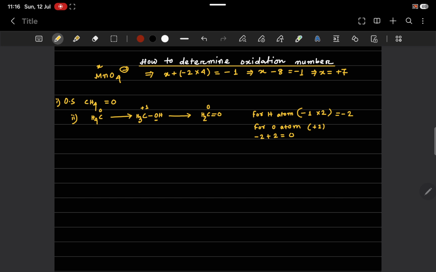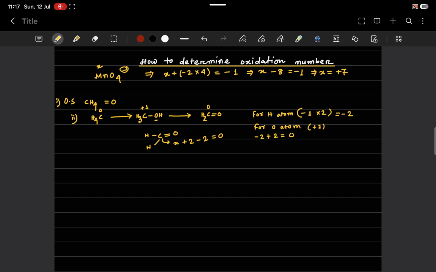We can do it another way. CH2 double bond O: if we draw the structure, let's consider the oxidation state to be X. Hydrogen always provides positive charge, so that will be +2, and for oxygen that will be -2, so the total will be 0. Same result.